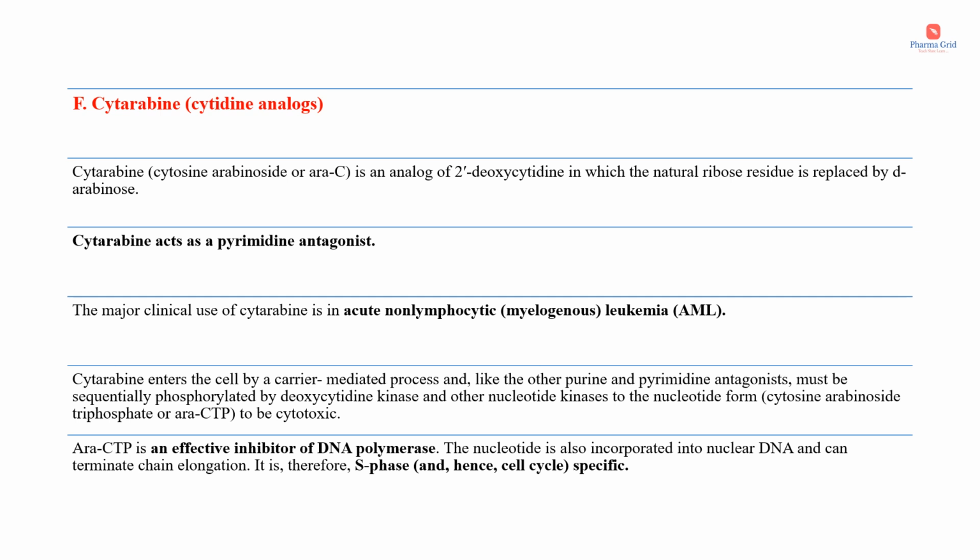This drug enters the cell by a carrier-mediated process, and like the other purine and pyrimidine antagonists, must be sequentially phosphorylated by deoxycytidine kinase and other nucleotide kinases to the nucleotide form to be cytotoxic. And this nucleotide form is cytosine arabinoside triphosphate. This cytosine arabinoside triphosphate is an effective inhibitor of DNA polymerase.